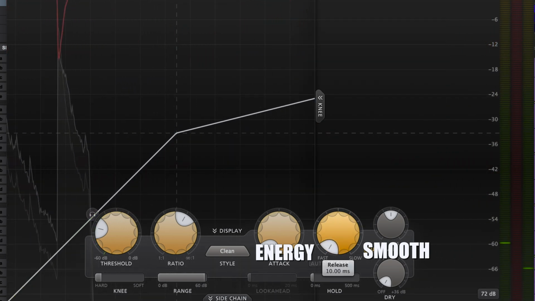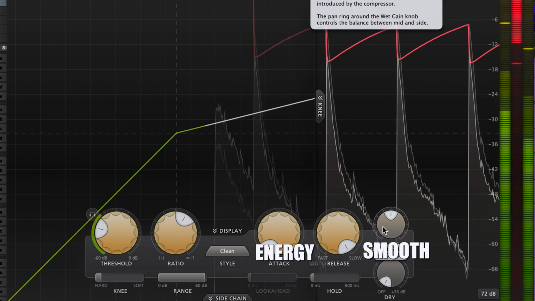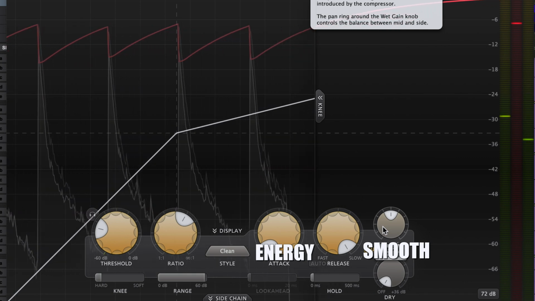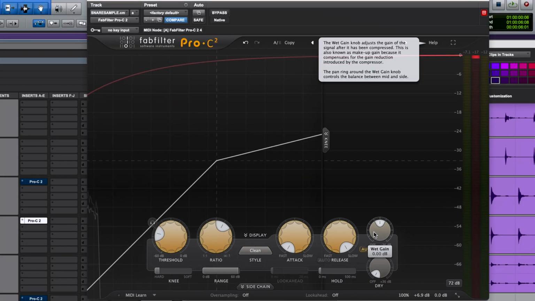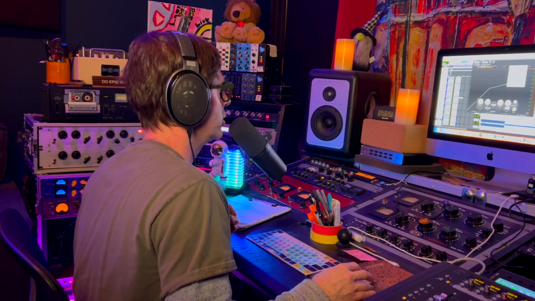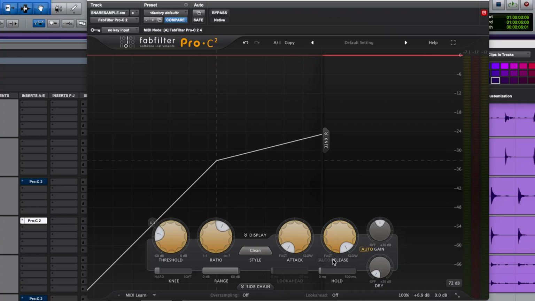Now let's listen. Same attack setting, but slow. We're back to it feeling more transient, and we've lost some of that girth to it. It's very smooth. We're not hearing the drum pump, but we're back to it sounding like its original source. So we were going from energy to smooth.